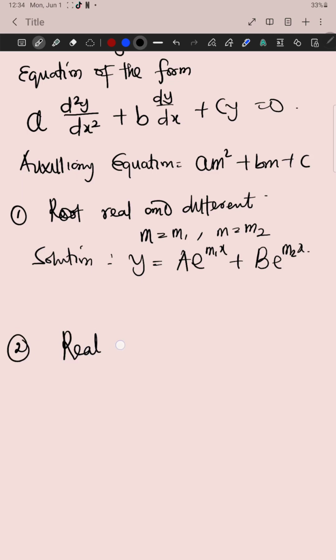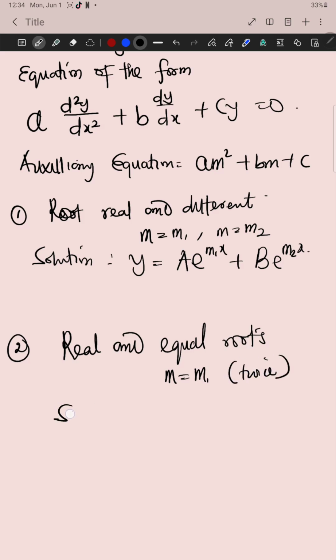Now, case study 2. If you have real and equal roots, please take note of these case studies. They are very, very important. m is equal to m1 twice. Then your solution will be y is equal to e to the m1 x times (A plus Bx).